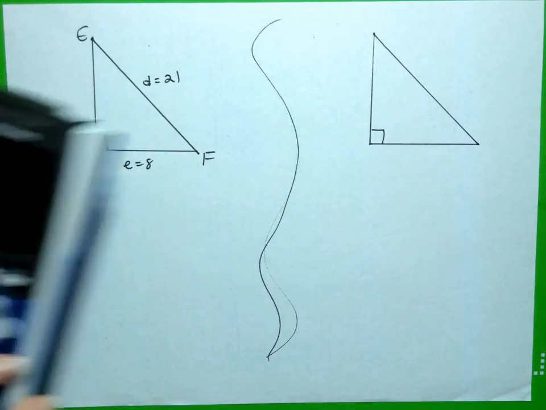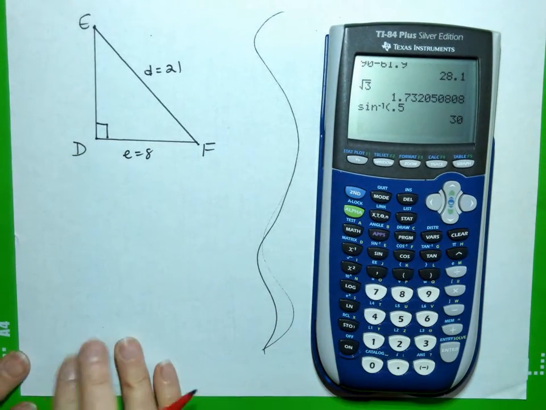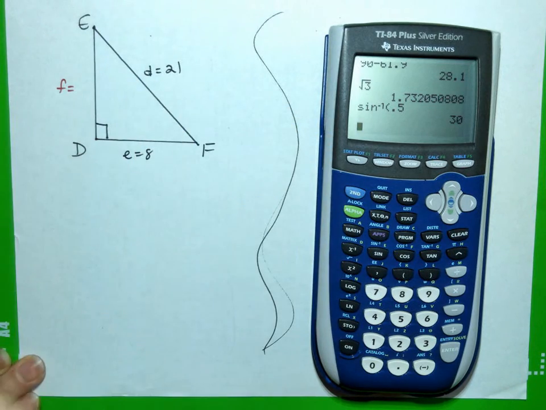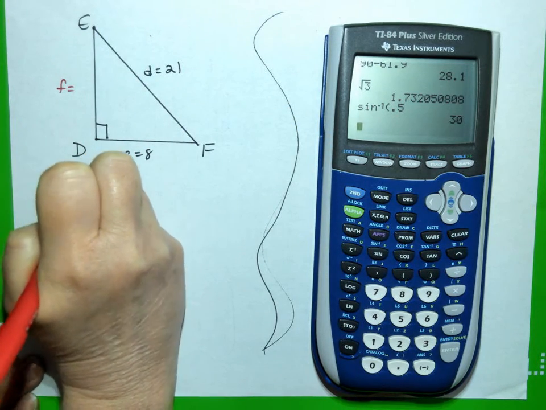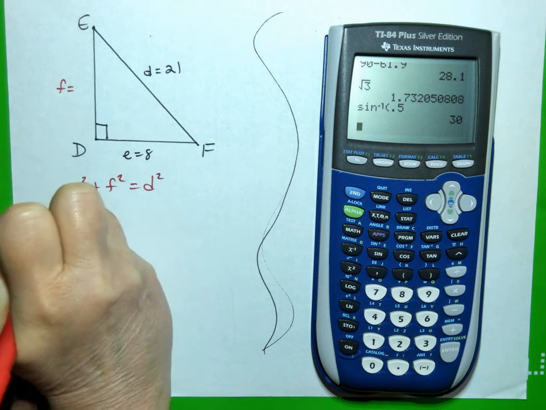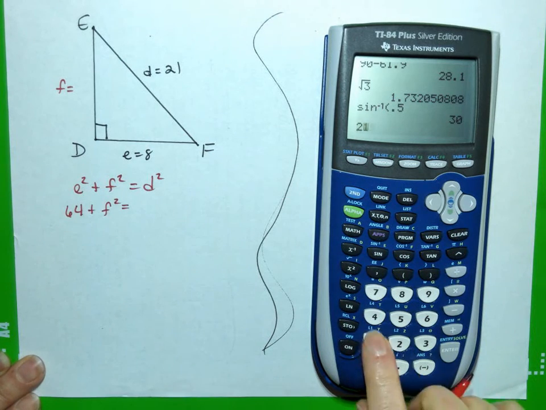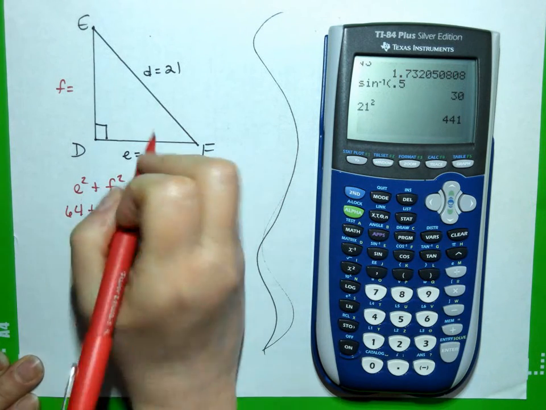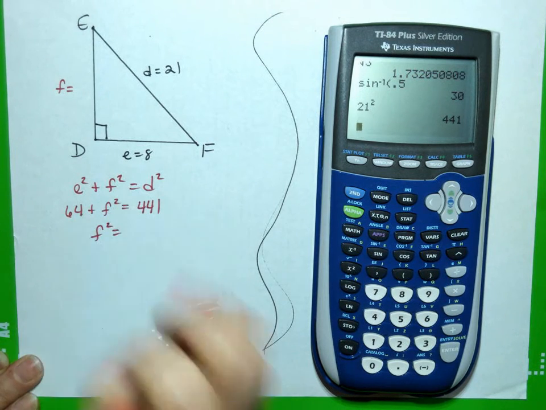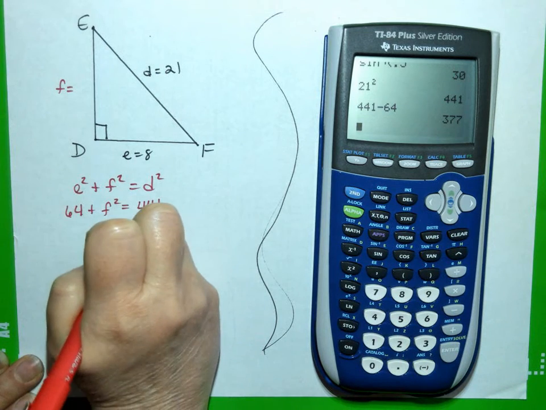I have one more here. Put my calculator on that side. I think we're good. All right, starting with what I know. I do not know side F. So I do know that E squared plus F squared equals D squared. So I know that 64 plus F squared equals 21 squared, 441. That's what I thought it was. Do a little math. F squared is 441 minus 64, or 377.